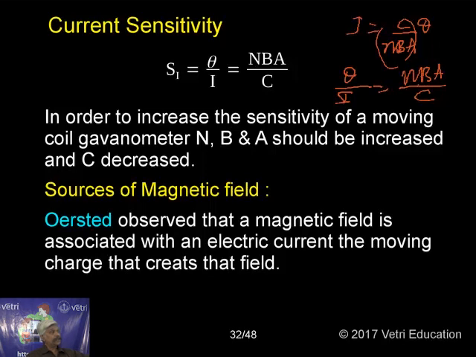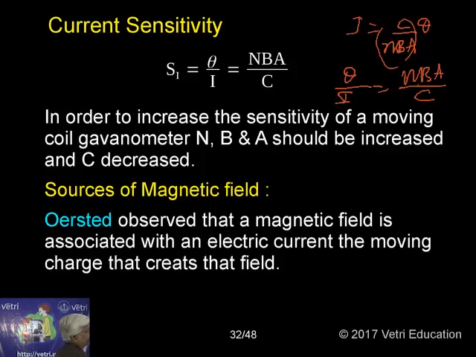Similarly, voltage sensitivity is also there: theta by V. Since we know the current sensitivity, from it the voltage sensitivity can also be calculated, because I is equal to V by R, and this will be divided by G.